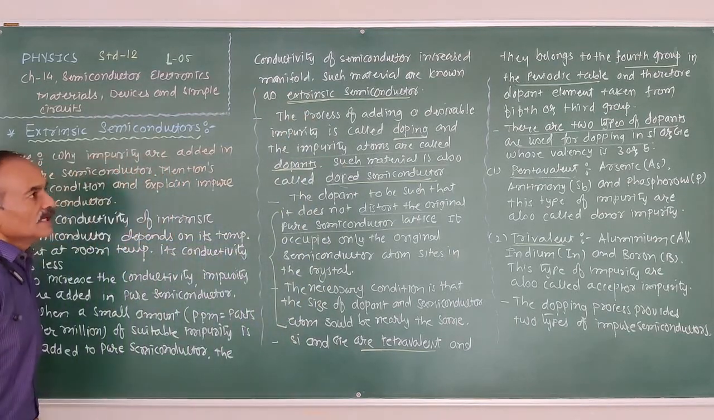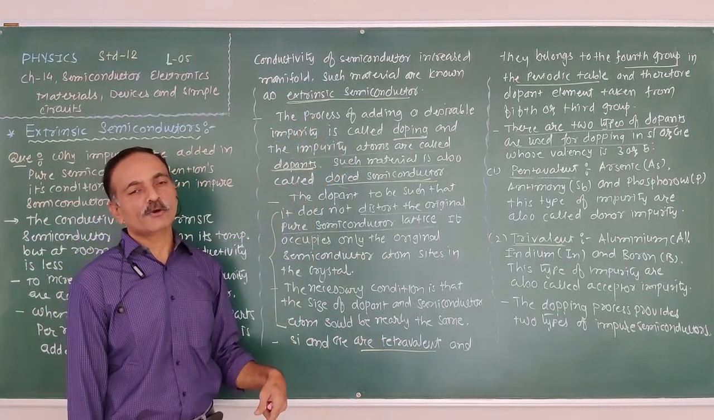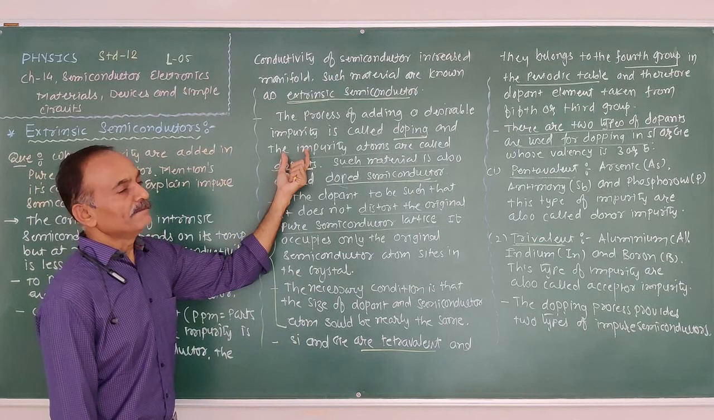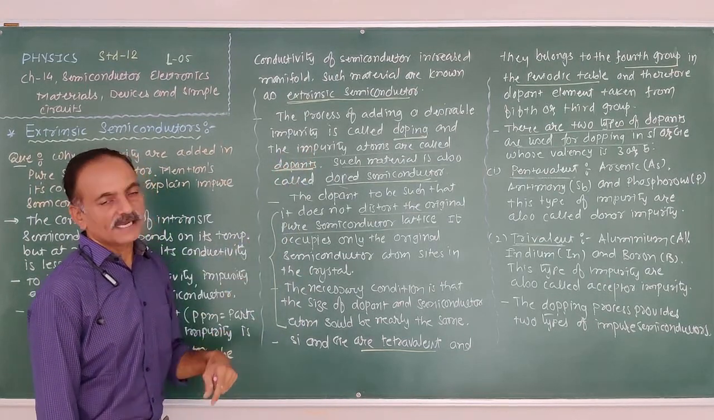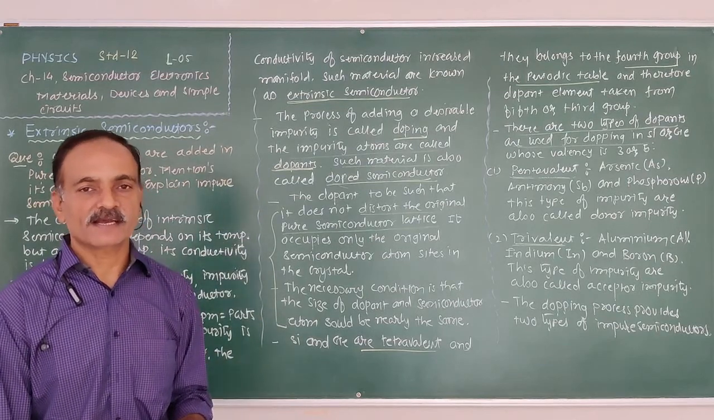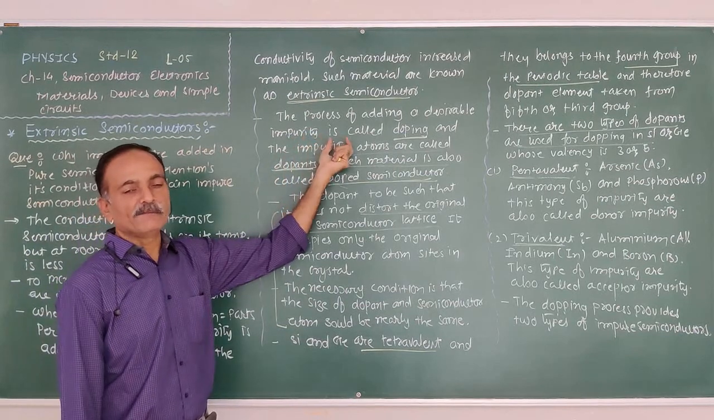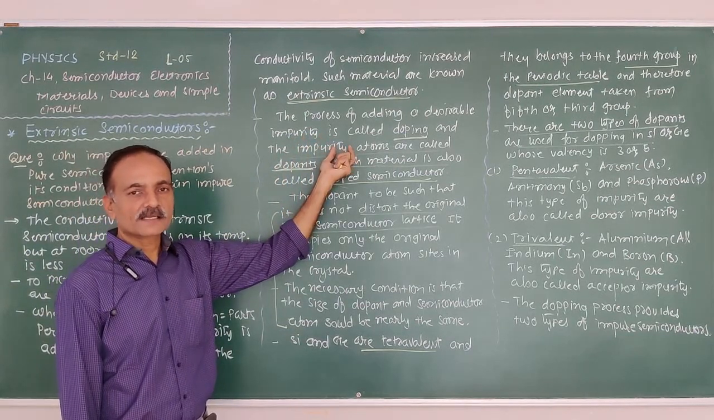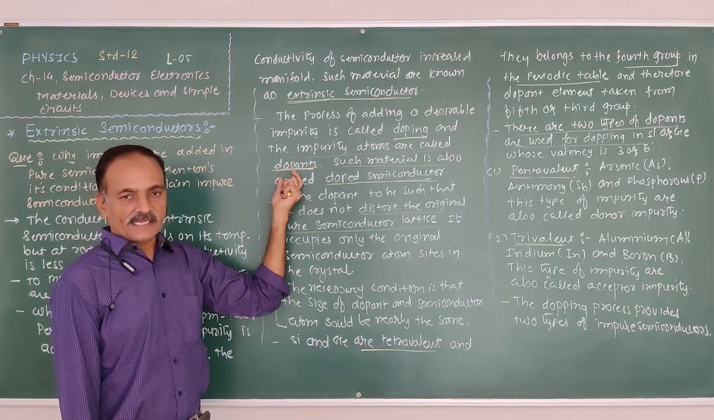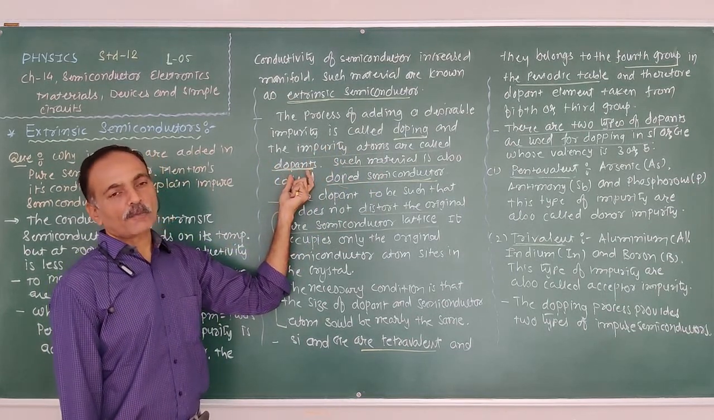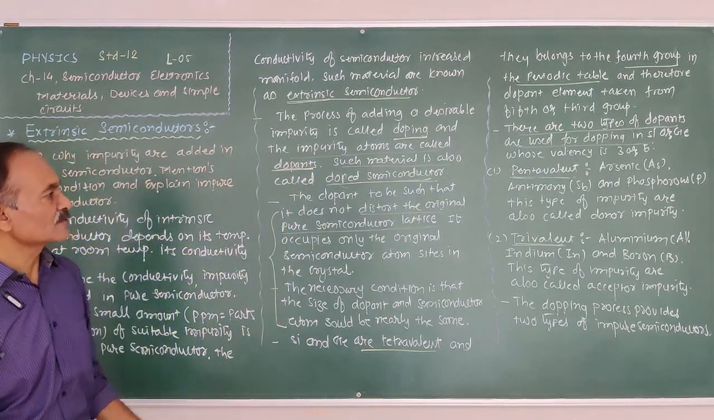Now, the process of adding a desirable impurity is known as doping, and the impurity atoms are called dopants, and such material is known as a doped semiconductor. The process of adding the desirable impurity is known as doping. The impurity atoms which are added are known as dopants, and whatever new semiconductor is formed, that is known as the doped semiconductor.